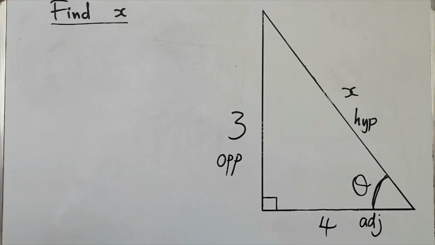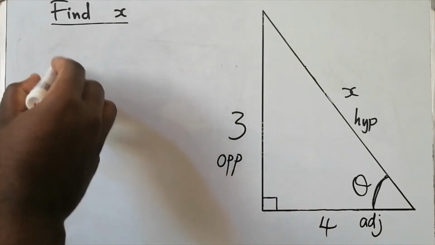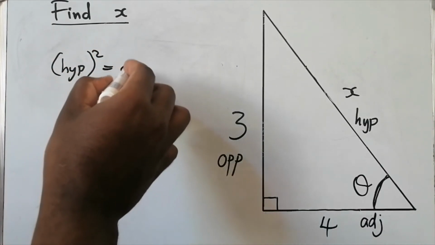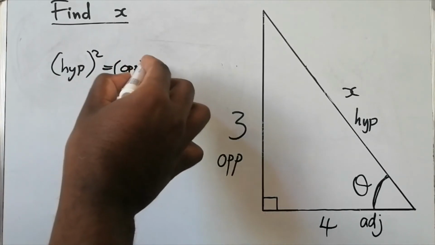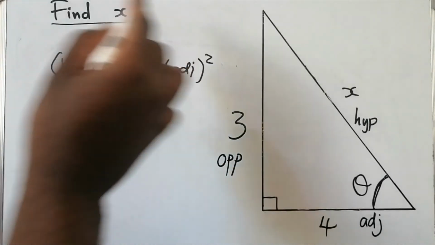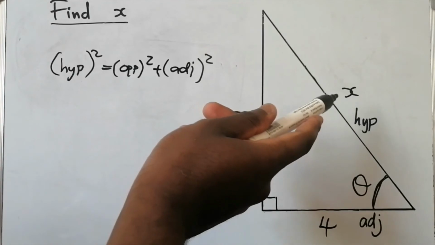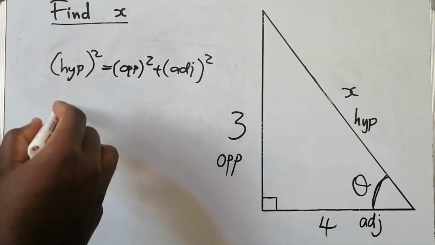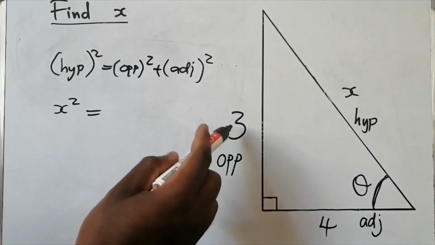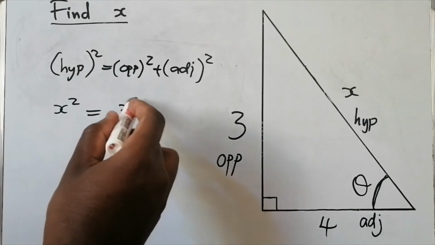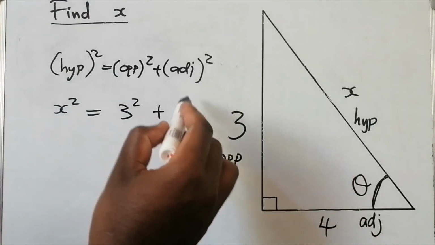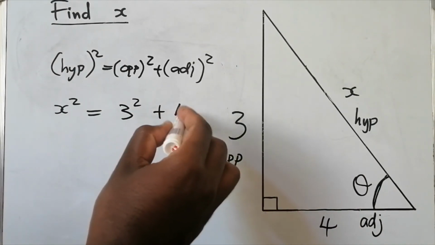So what does Pythagoras theorem state? We say that it says the hypotenuse squared is equal to the opposite squared plus the adjacent squared. And our hypotenuse has a length of x. So this will give us x squared is equal to the opposite squared. The opposite has a length of 3, so that is 3 squared plus the adjacent squared, which has a length of 4. So we get plus 4 squared.